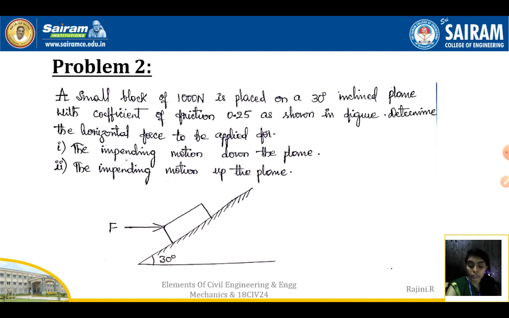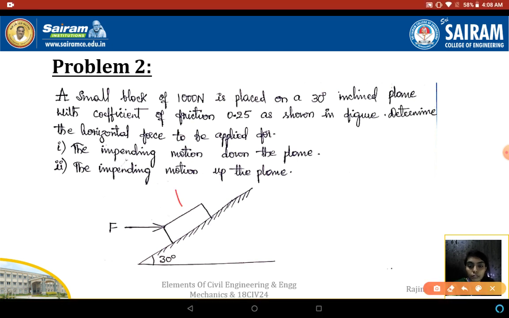Before going to the problem, we need to analyze the forces acting on the block and the forces developing on the block. The self weight of the block is 1000 Newton. Because of the 1000 Newton, the reaction R will develop. As we studied in previous classes, every action has an equal and opposite reaction.